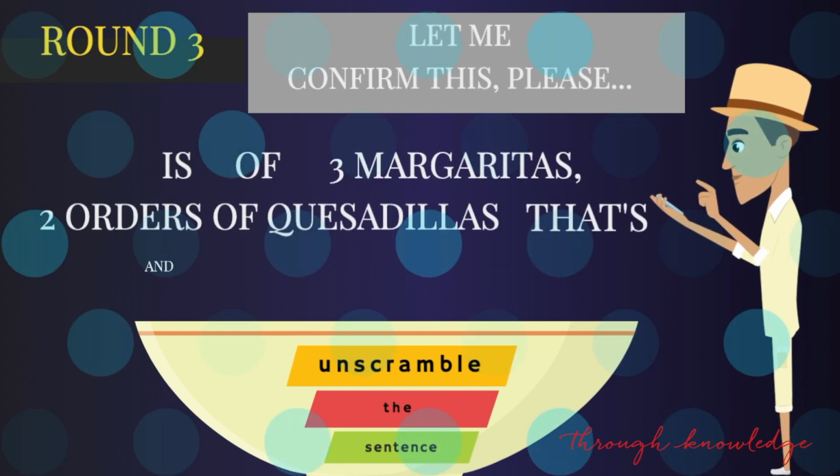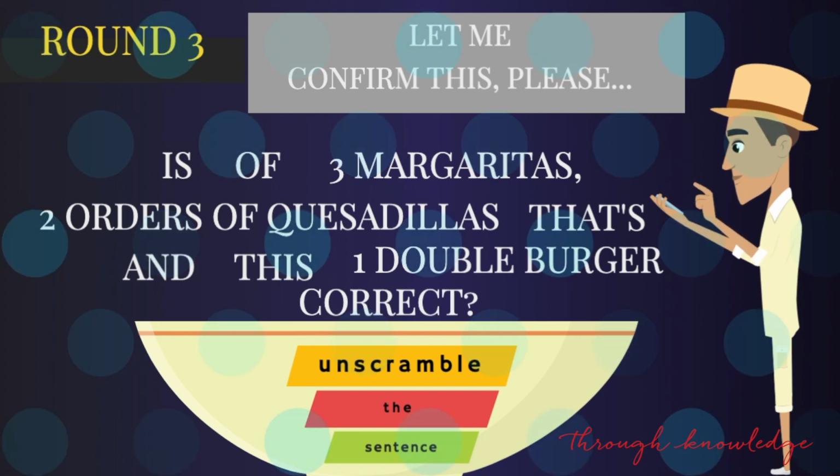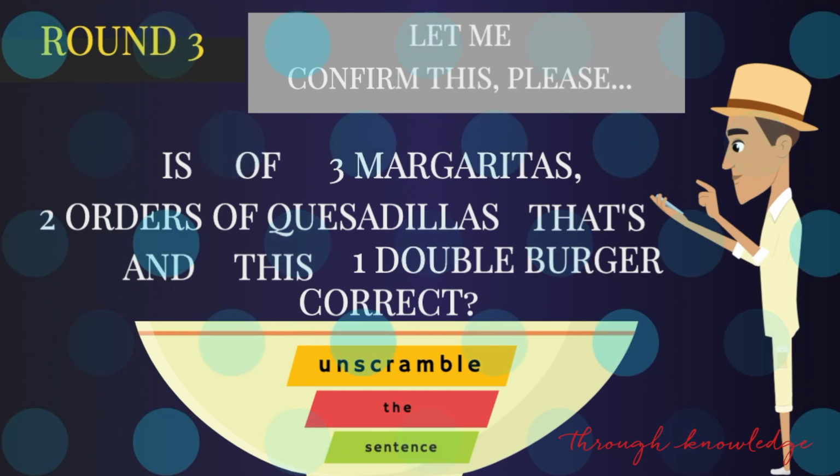You can start by saying something like this. Let me confirm this, please. But can you unscramble the rest? Is of 3 margaritas, 2 orders of quesadillas, that's, and this, 1 double burger, correct? Can you unscramble the sentence?